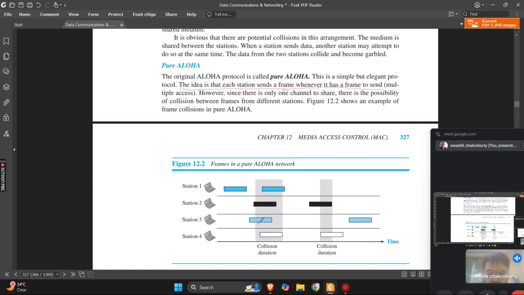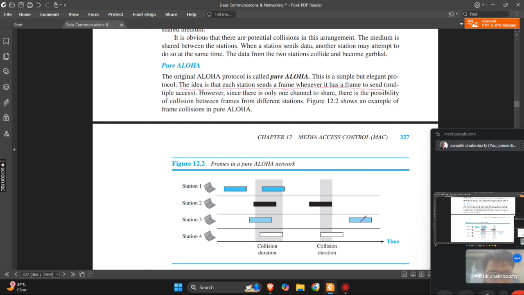So here you can see that station 1 has sent one frame. Now station 1's frame is going on in the medium, but at one point when station 1 has not yet completed transmitting its frame, station 2 decides to send its own frame, and that's when the collision happens. And also station 3 at some time later in the same window decides to send its frame, and so does station 4. So there is an overall collision here.